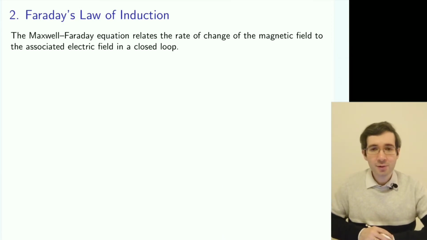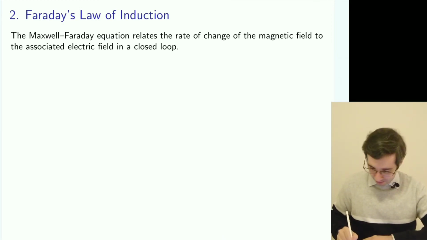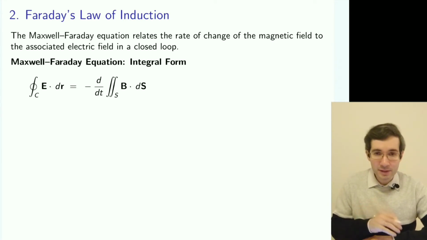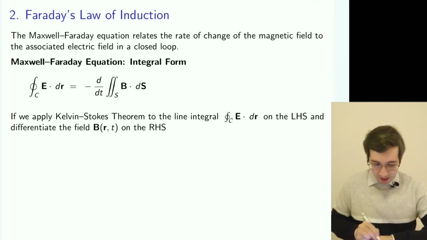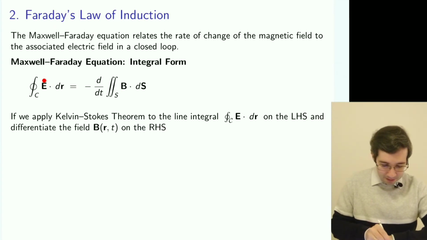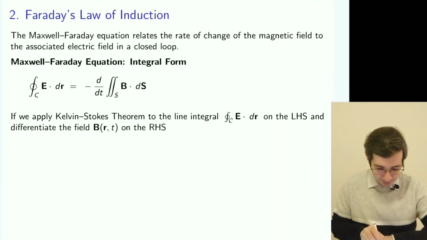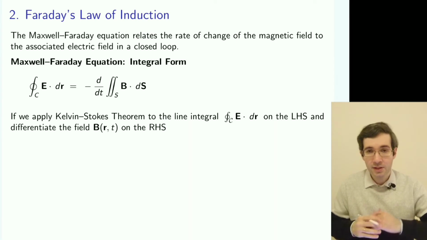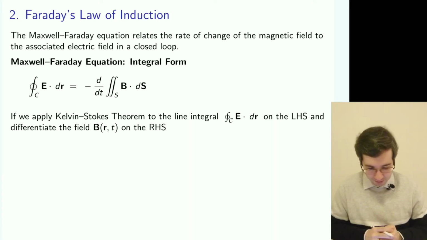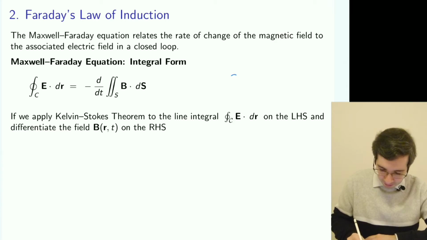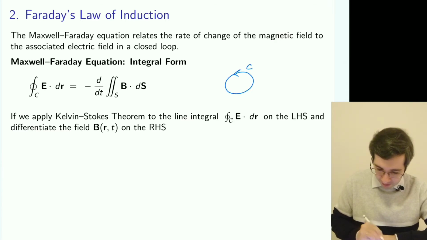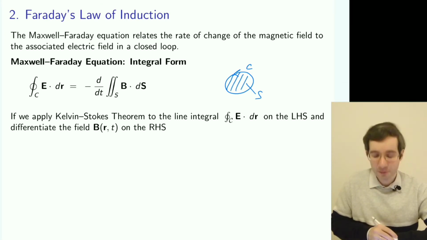Another example is the law of induction. Here you connect the electric field and magnetic field, and you can say that the circulation of the electric field over the boundary of some surface is the same as the rate of change of flux of the magnetic field across that surface. So here you connect the circulation over this boundary with the flux across that surface.